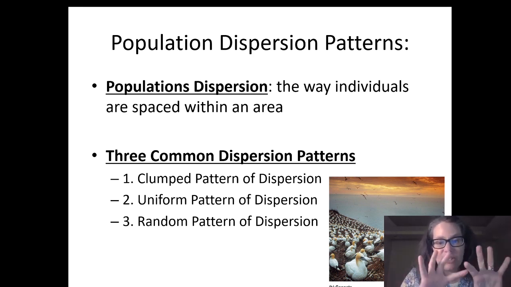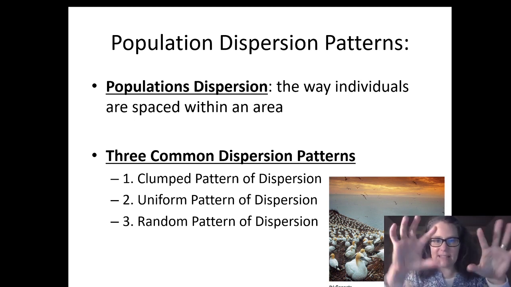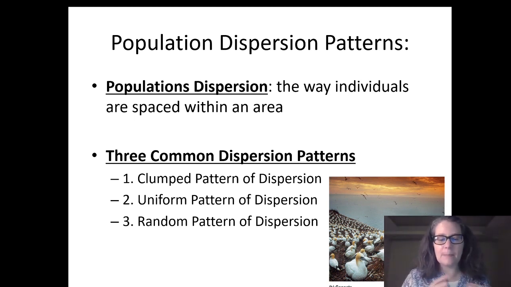Other populations can be uniformly spaced. That's a more even spacing across a given area. This might be due to resources. So sometimes cacti in the desert are quite uniform because they almost set up a monopoly of resources and they control those in a particular area so that other cacti can't grow there. And so then they get these even spacing patterns.